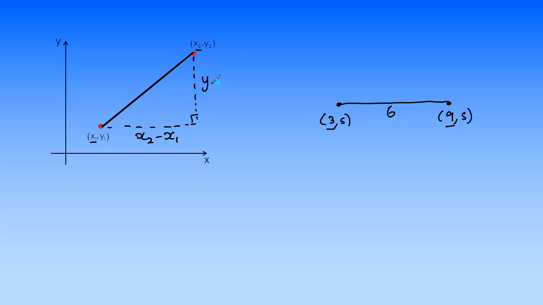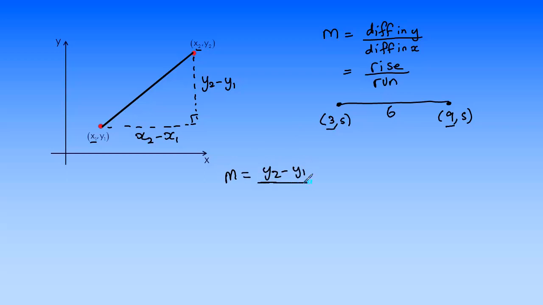In the same way, the vertical distance here is y2 minus y1. Now, the gradient is defined as the difference in the y-coordinates over the difference in the x-coordinates. Or another way of looking at that is rise, so how far up or down you go, divided by run, which is how far across you go. So the gradient is going to be y2 minus y1 over x2 minus x1.